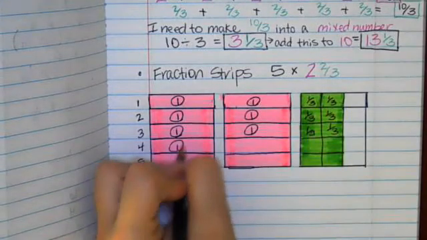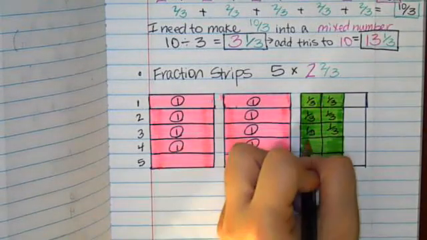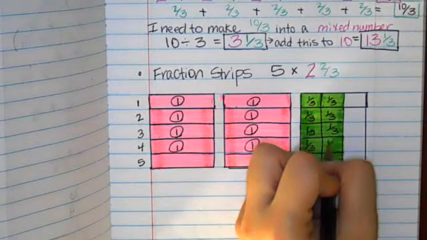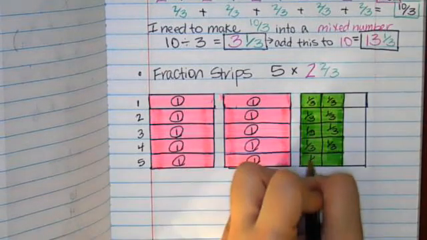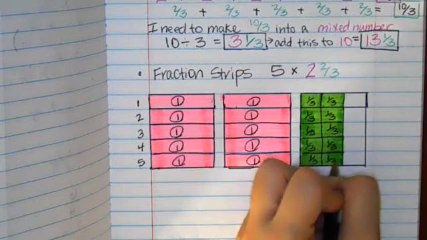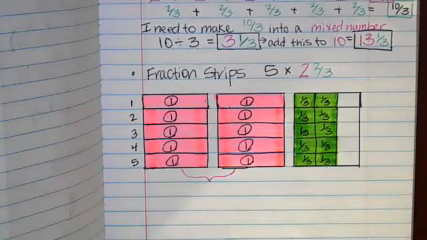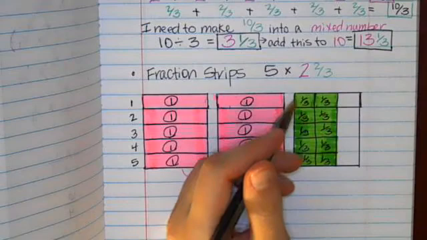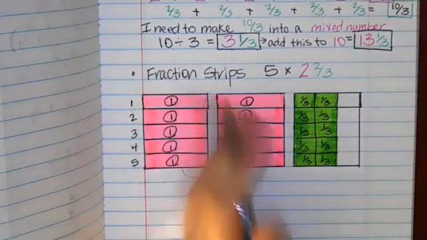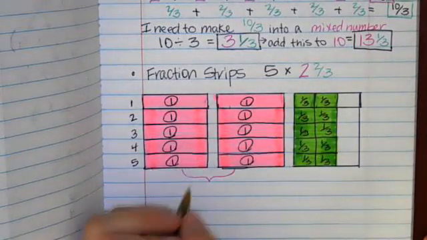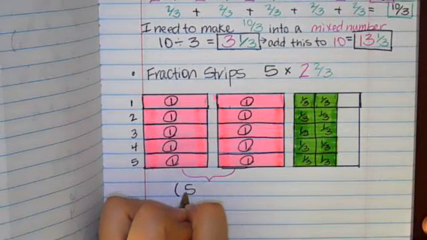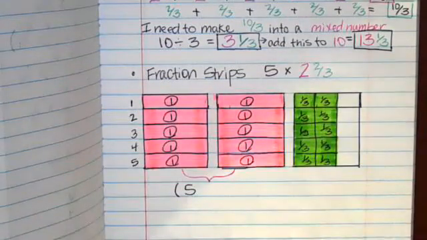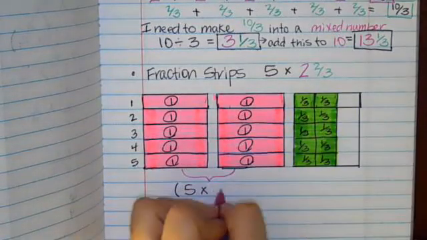A fourth time, the same mixed number, 2 and 2/3, and then a fifth time showing 2 and 2/3. All right, I can easily count how many holes there are: 10. But I am multiplying, so I can see that there are 5 rows, 1, 2, 3, 4, 5. And in each row, there are 2 holes.